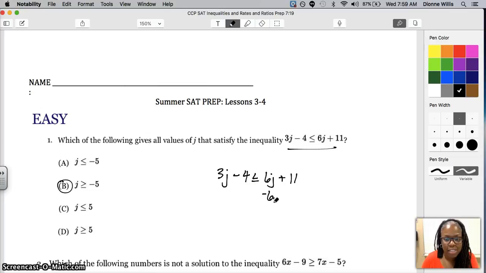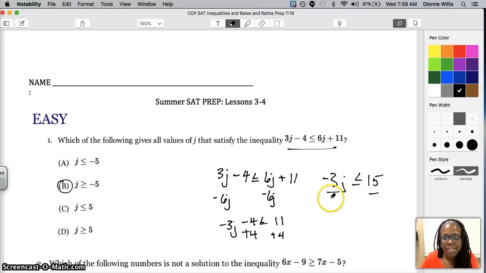So I'm going to subtract 6J from both sides. I get negative 3J minus 4 less than or equal to 11. Adding 4 to both sides to get rid of the 4 on the left, I end up with negative 3J is less than or equal to 15.